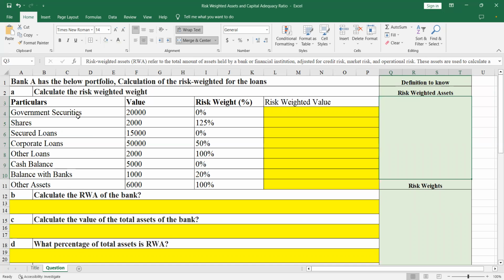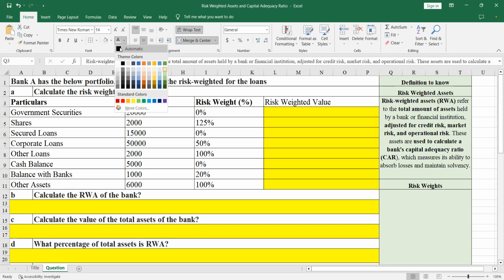To calculate the risk-weighted assets, what we have are some particulars, some assets that the bank has, their value, and the risk weight given by the authority. In Pakistan, that authority is the State Bank of Pakistan. In America, that authority is the Fed. And we have to find the risk-weighted values. But before we find the risk-weighted values, we must know what risk-weighted assets are.